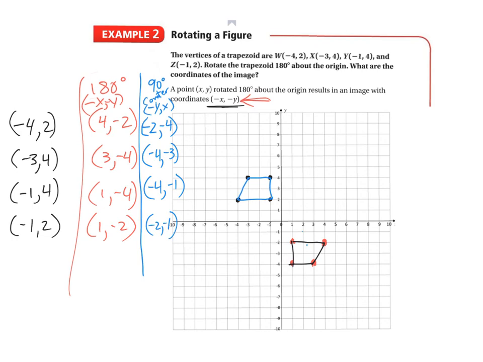Now let's plot these points. So we have a -2, -4. We have a -4, -3. We have a -4, -1. And we have a -2, -1. And this trapezoid rotated 90 degrees looks like that. All right, so hopefully that makes sense. And our point of origin would have been this here, because it's rotating around the origin. And this is the origin at 0, 0. All right, I know this is kind of confusing, but again, going back.